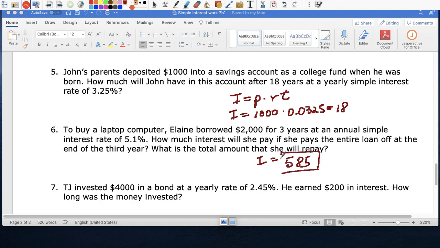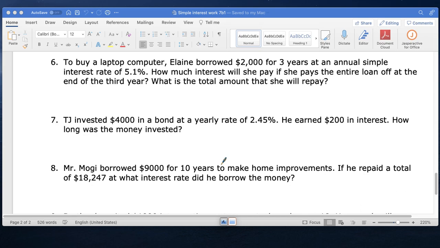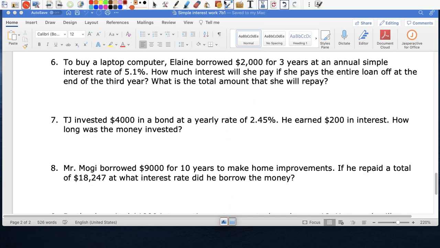He would have earned $585. So how much will John have in the account? Well, his account will have the $1,000 that his parents deposited plus $585, so he's going to have a balance of $1,585.